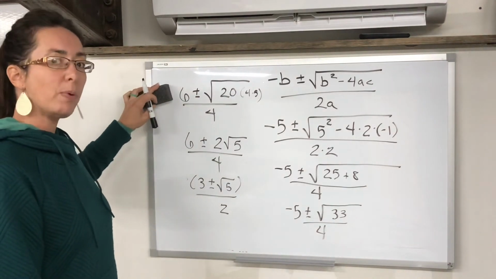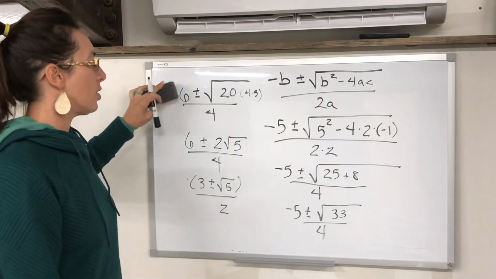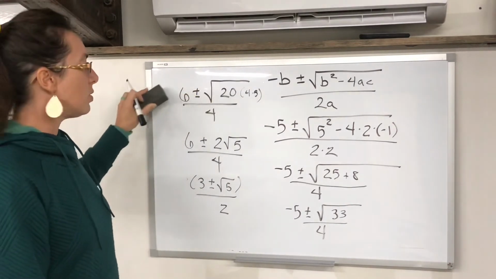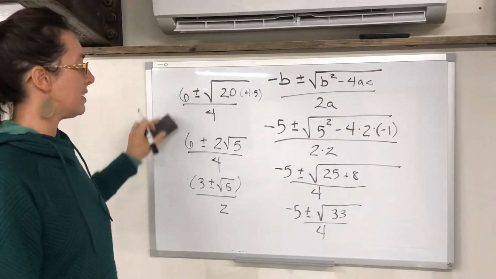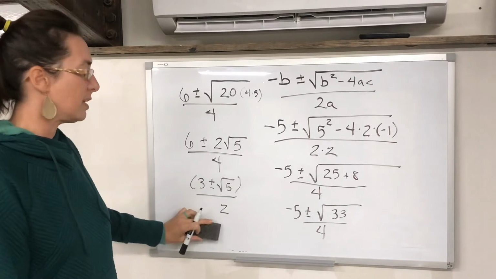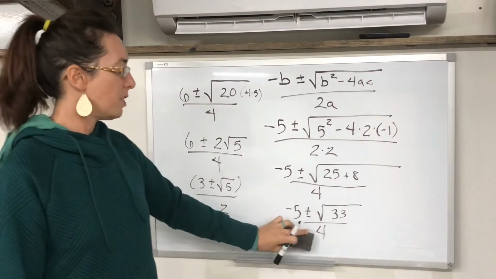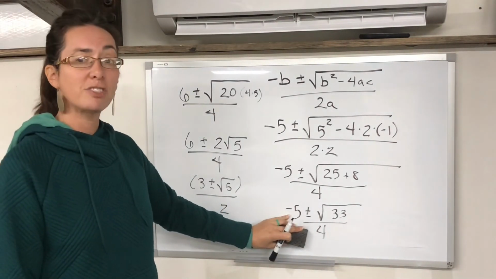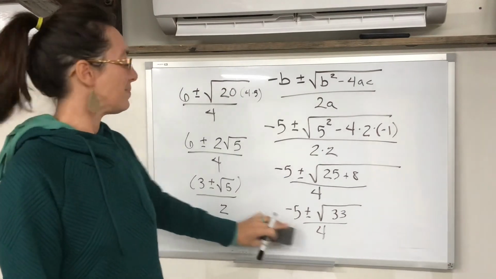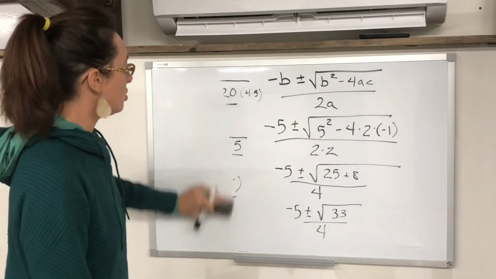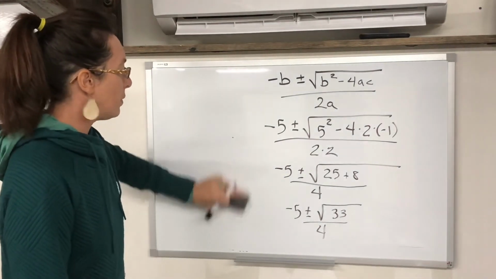So if you end up with an answer where you can simplify the radical and then you can go ahead and simplify some of the factors in it, please do so. If not, like this one over here, and it's just left, then we just leave it like that. So that is how you use the quadratic formula.